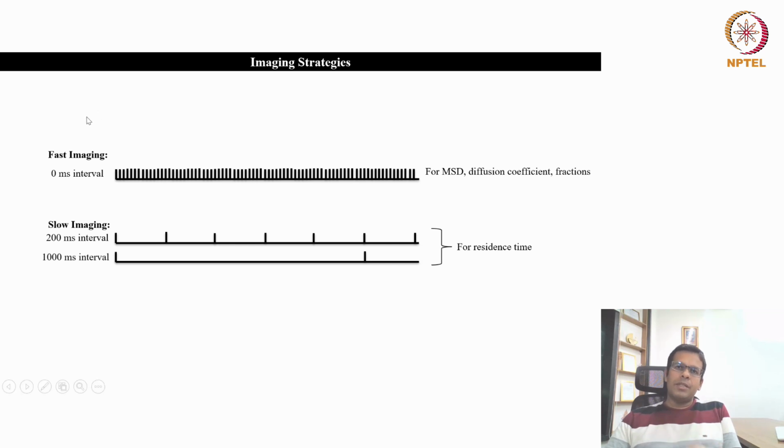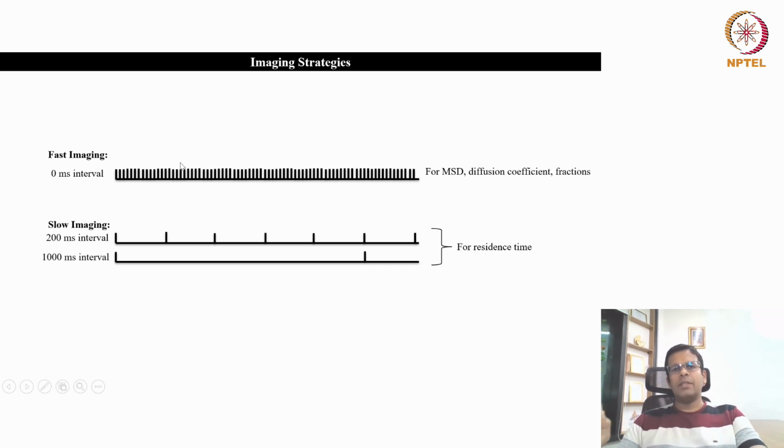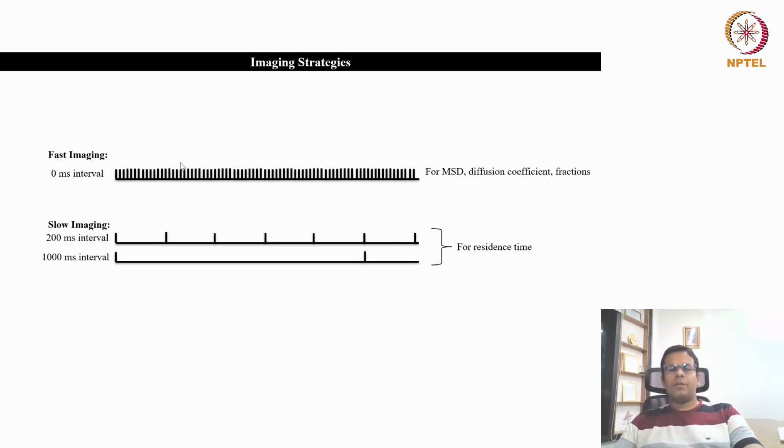We capture this data using two strategies: the fast imaging regime and the slow imaging regime. Fast imaging regime means we want to see the molecule continuously, so there is no interval in between. Only the camera processing time is the interval. Let's say the camera itself takes 15 milliseconds to process one image. So here our time interval is just 10 to 15 milliseconds. That is actually not an interval, but the camera processing time.